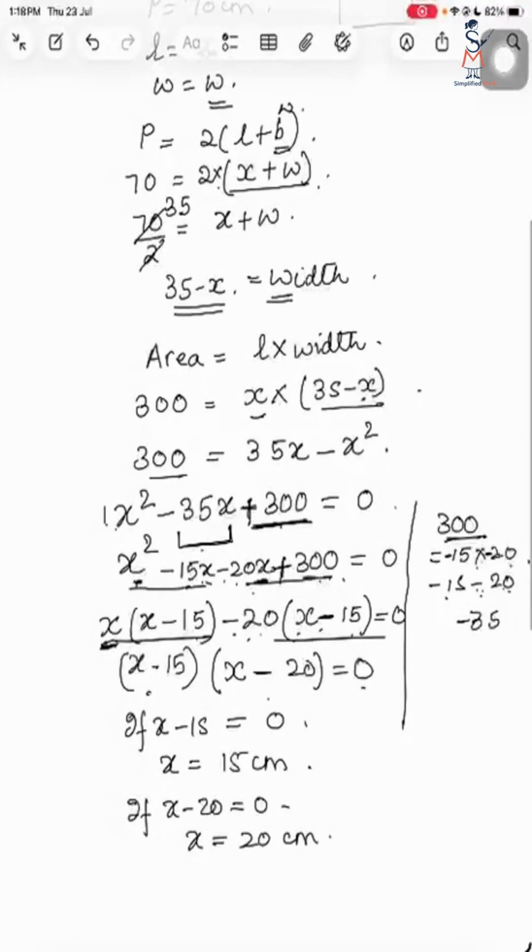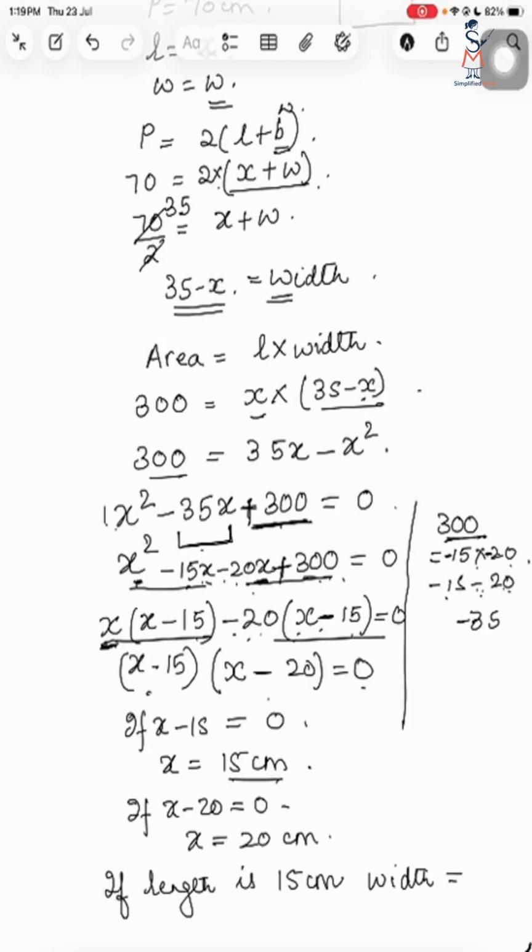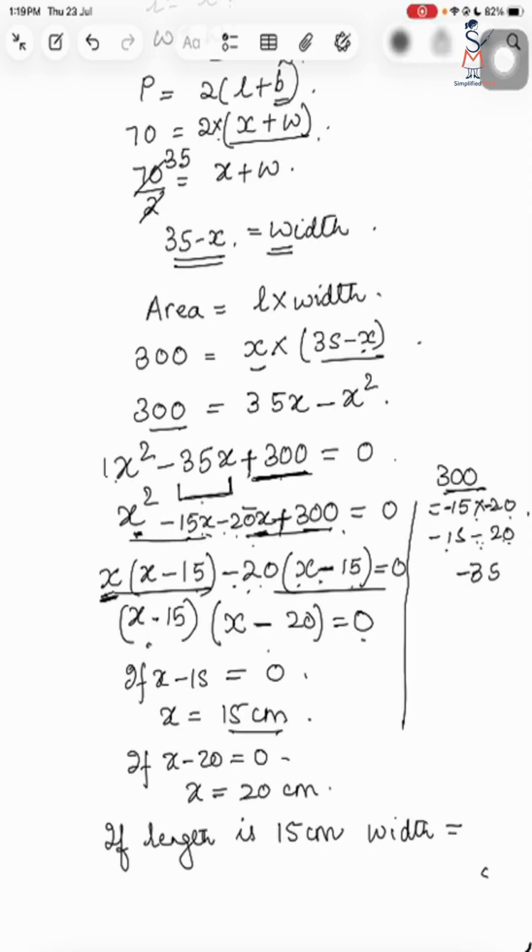What was x? x was the length. So if length is 15 centimeter, that is x, the width will be how much? How much was the width? 35 minus 15, right? So that will come as 20 centimeter. Now generally what we see is that the length is the longer side. So we will not take this case, because the width is coming as 20.